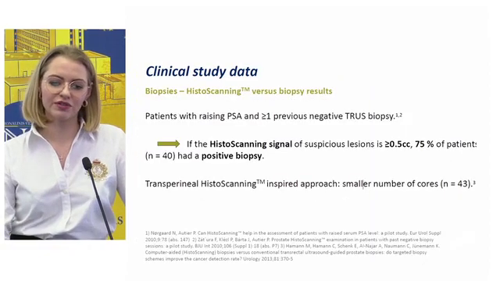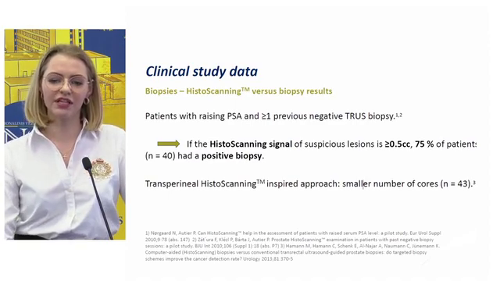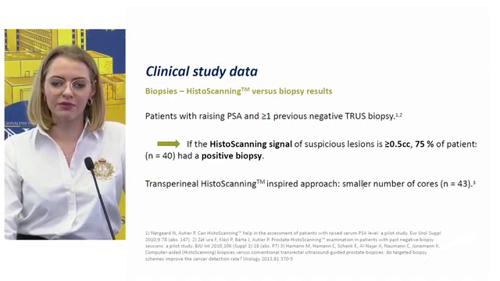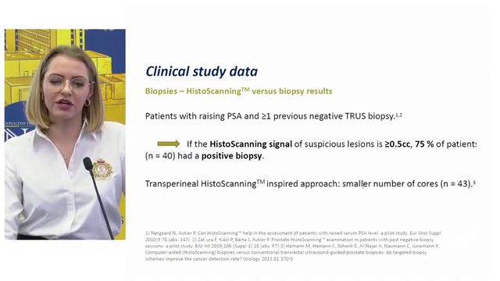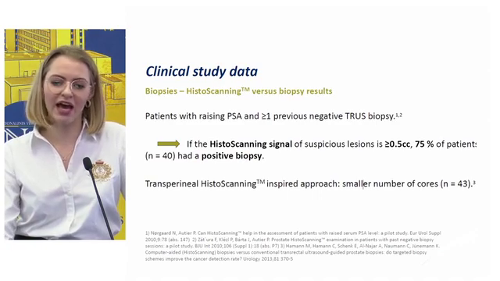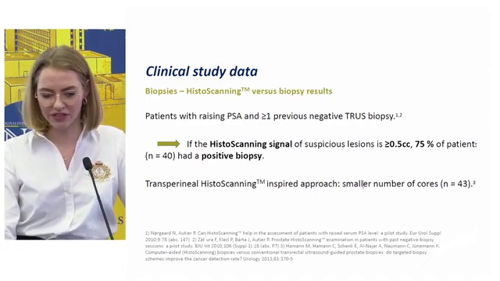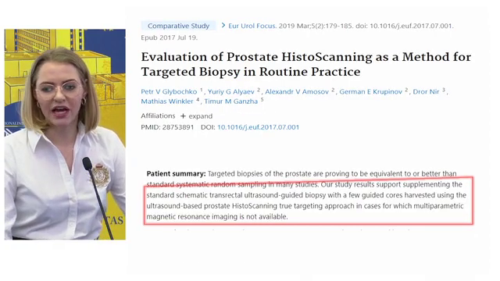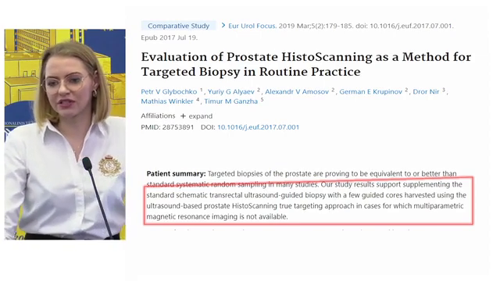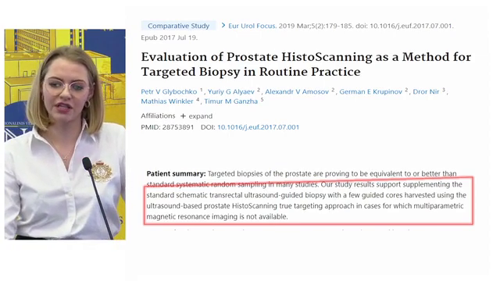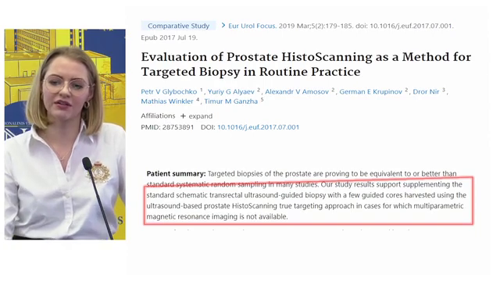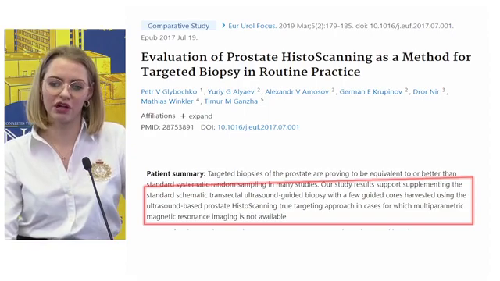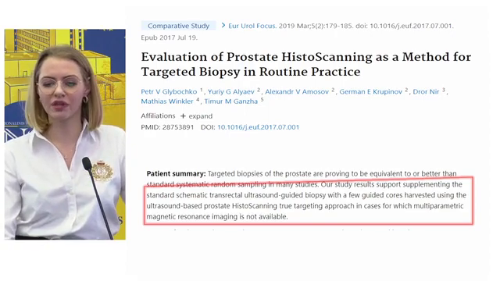Later, histoscanning promised that if the lesion is more than 0.5 cc, 75% of all patients have or should have a positive biopsy for prostate cancer. However, as time went on, in 2017 a comparative study supported histoscanning, but only when MRI imaging was not possible or not available.